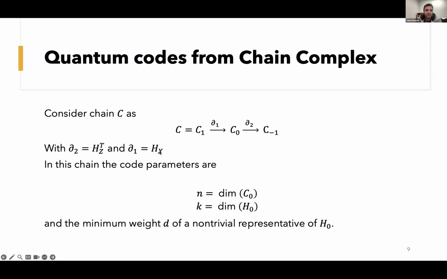That delta 1 is the HX matrix, the parity check matrix of the Z check. And delta 2 is HZ transpose, the Z check matrices for quantum codes. And the number of qubits is calculated by the dimension of the main category of the chain complex. And the dimension K is calculated by the dimension of the homology.